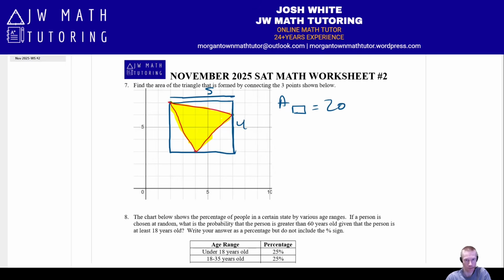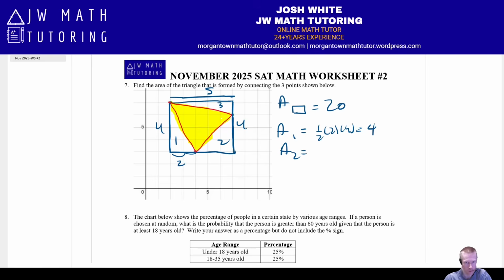20. Length times width. Then we have 3 small triangles to basically go through and add up and find the area of. All right, looks like I labeled this triangle 1, triangle 2, triangle 3. So the area of triangle 1 is going to be, let's see, it has a base of 2 and a height of 4. So 1/2 times 2 times 4. Well, that should just be 4.